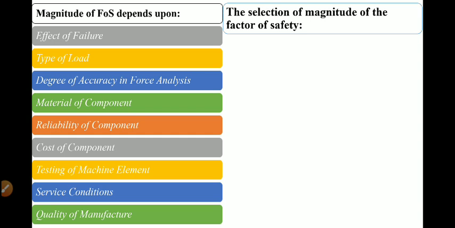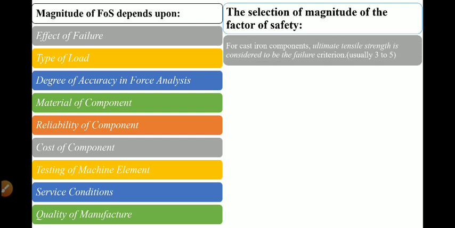Selection of magnitude of factor of safety means whether the factor of safety should be 1.5, 2, 2.5, 3, whatever value we are assigning. How are we selecting it? How to select the magnitude of factor of safety? First, the cast iron components. Ultimate tensile strength is considered to be the failure criteria for cast iron components. So that's why factor of safety is kept more, 3 to 5.